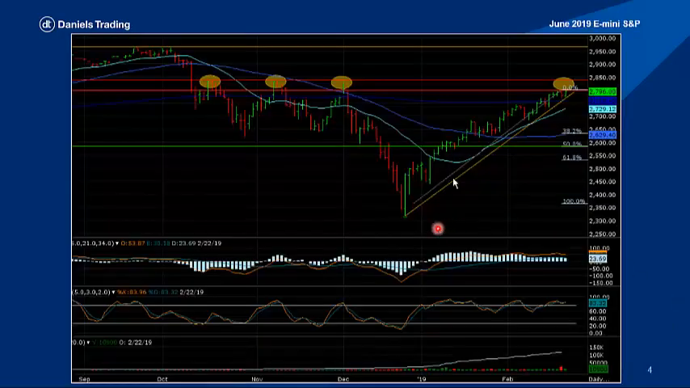Okay, let's jump into our first chart here. This is the June 2019 E-mini S&P, and I have a trend line drawn going back to this low down here. That was the low put in on the 26th of December at 2,319 and a quarter, going all the way up to last week's trading session. So the market traded back up to this 28 even price level.